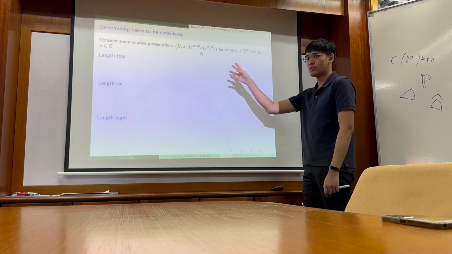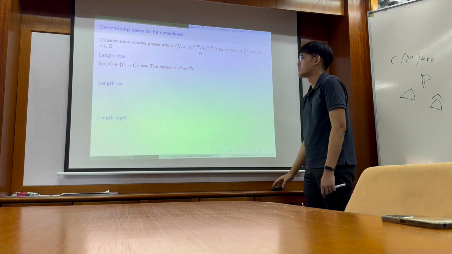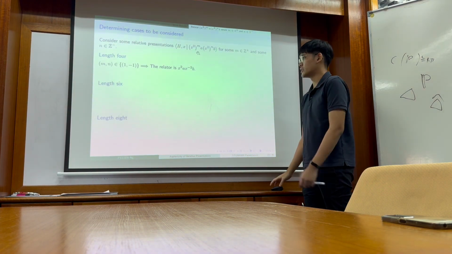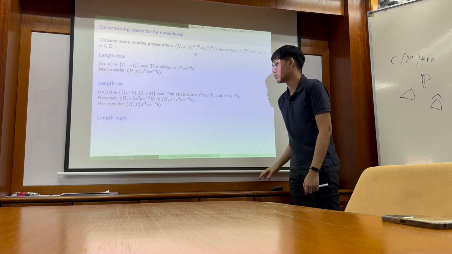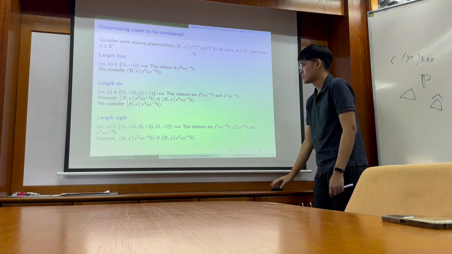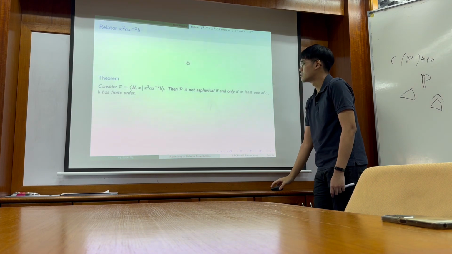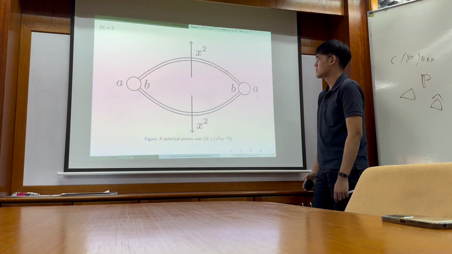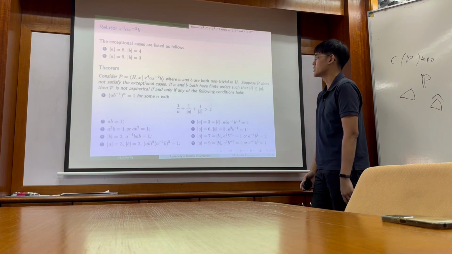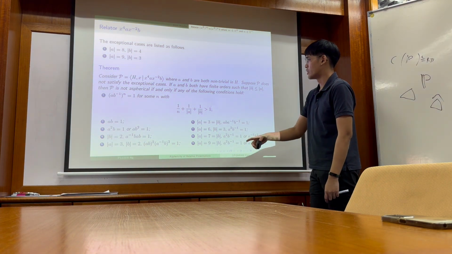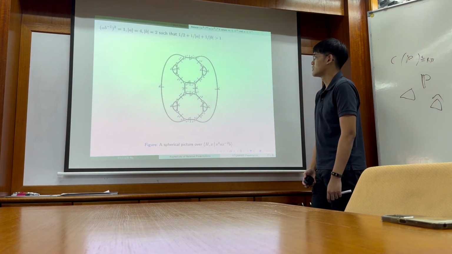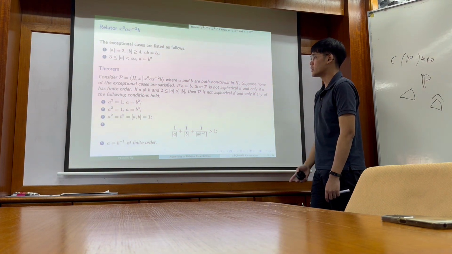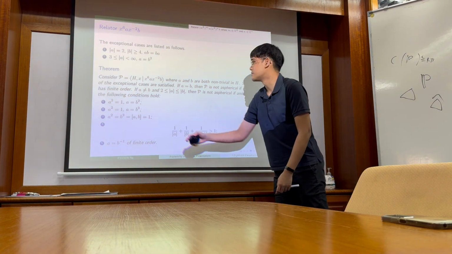So we consider length 4, 6 and 8. For length 4 there is only one possible combination. Length 6 also has 2 combinations, but they are equivalent, so we consider only one. So this is one of the spherical pictures. This one we give the spherical picture for number 1.